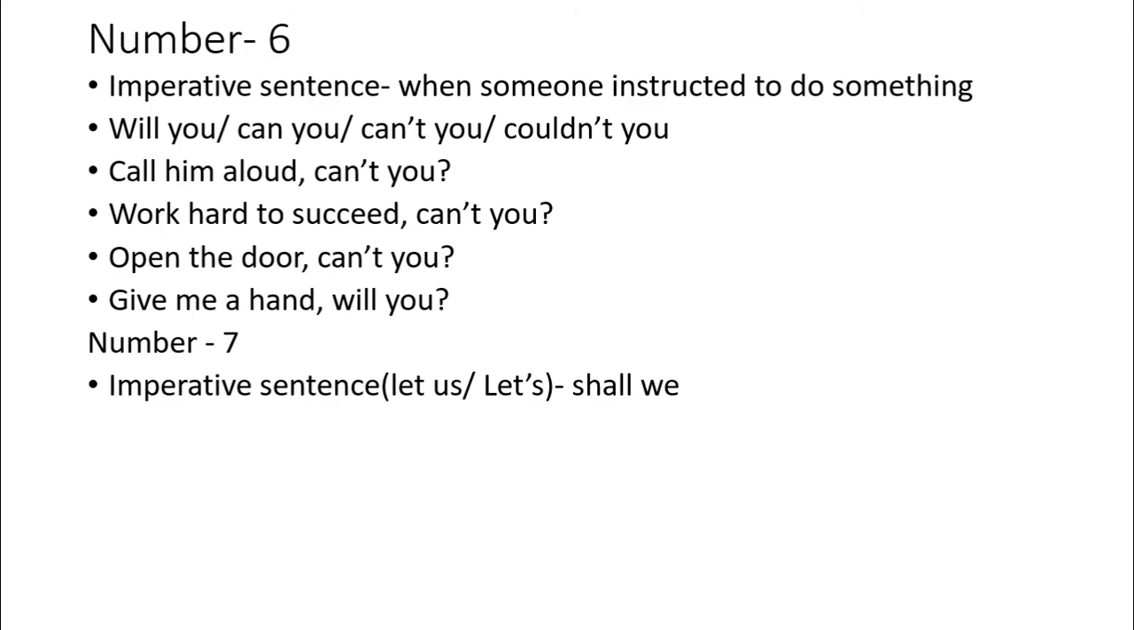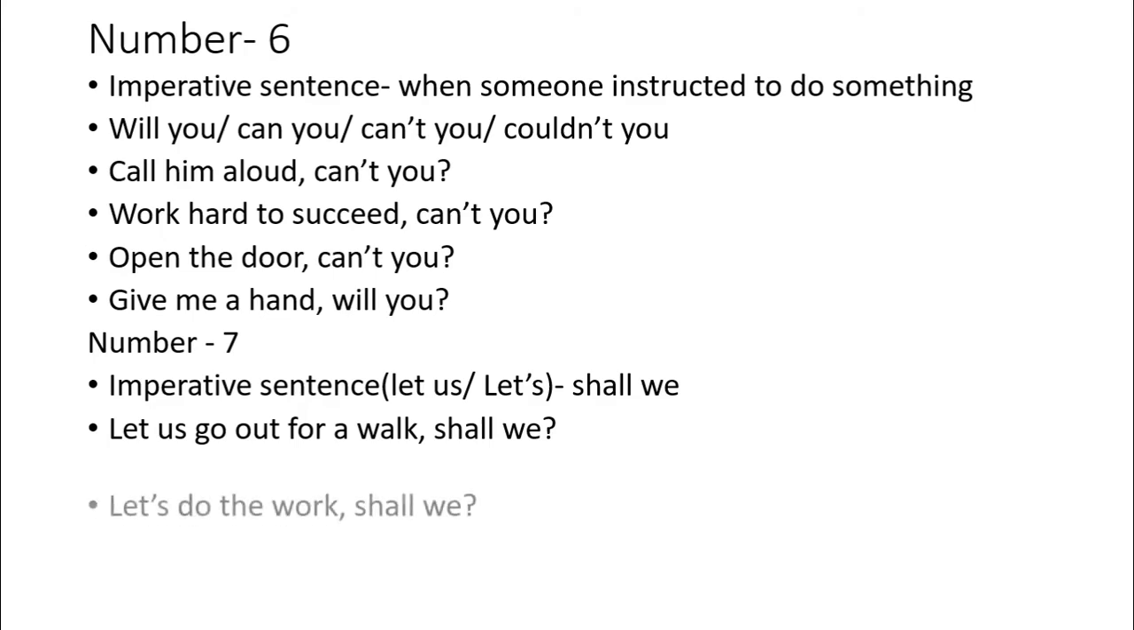If we have an imperative sentence as our given sentence, and if the sentence starts with "let us" or "let's", then we have to use the auxiliary verb "shall we" to make a tag question or question tag. For example, "Let us go out for a walk. Shall we?" So this sentence starts with "let us". That's why here we have used the auxiliary verb "shall we" to make a tag question or question tag.